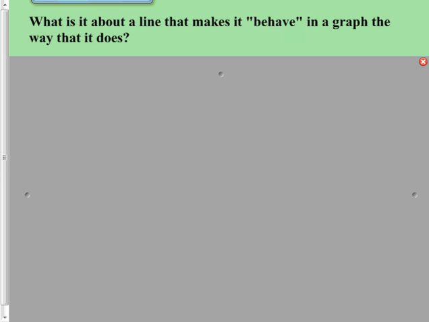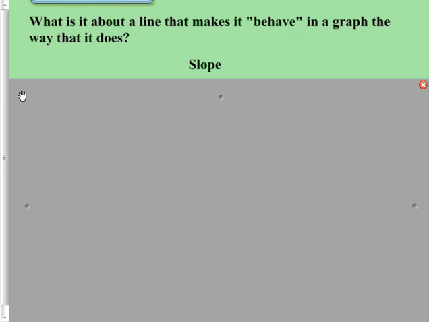Okay, now what is it about a line that makes it behave in a graph the way that it does? Well, when we first introduced the equations of lines the other day, we said that a line only needs two things in order to do what it does. It needs somewhere to start, and it needs somewhere to begin. Well, somewhere to start is just the y-intercept. It tells the line where to cross the y-axis. Everything else that the line needs, it is going to get from the slope value.